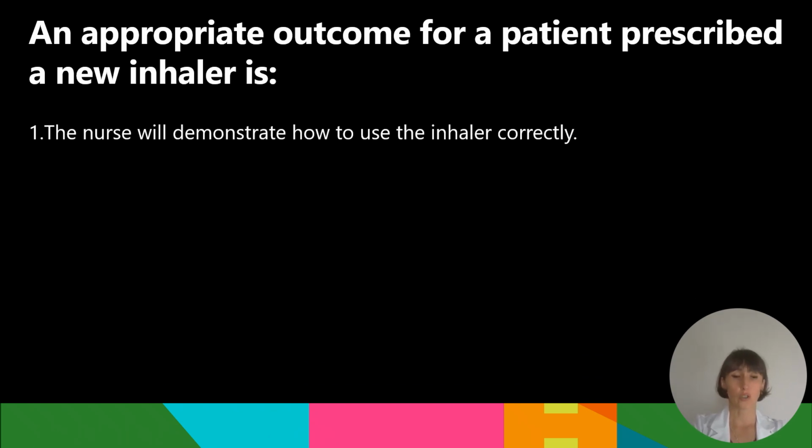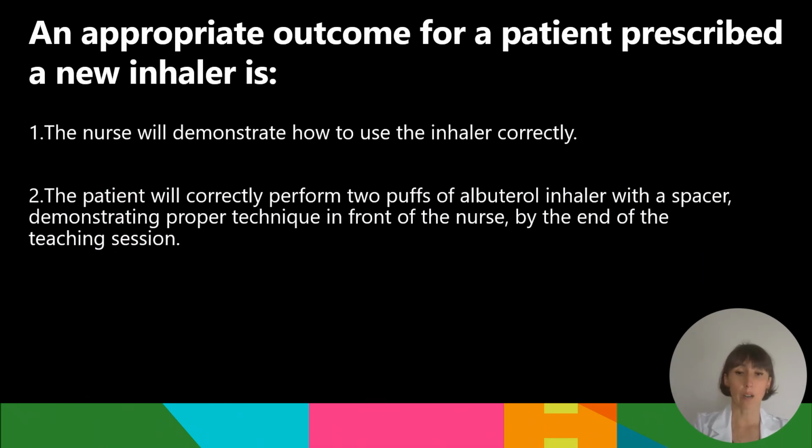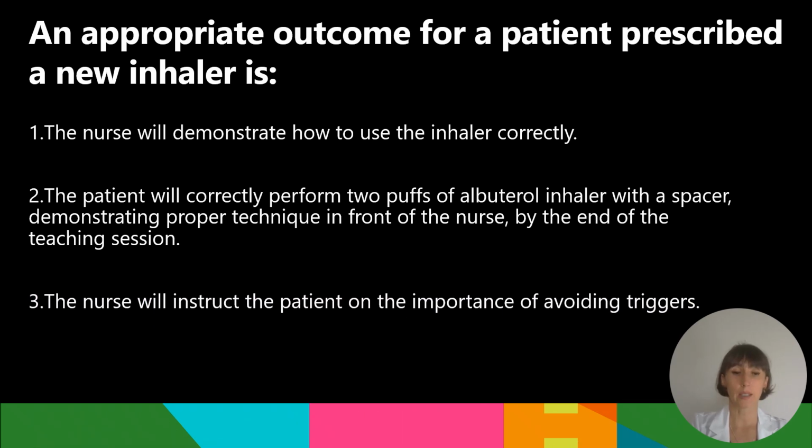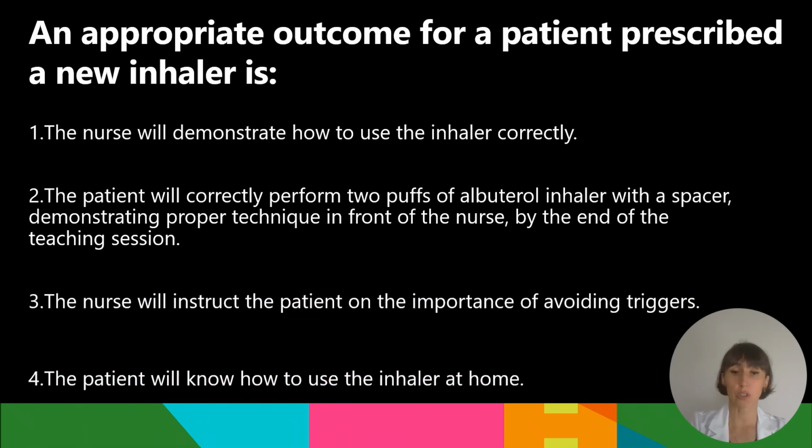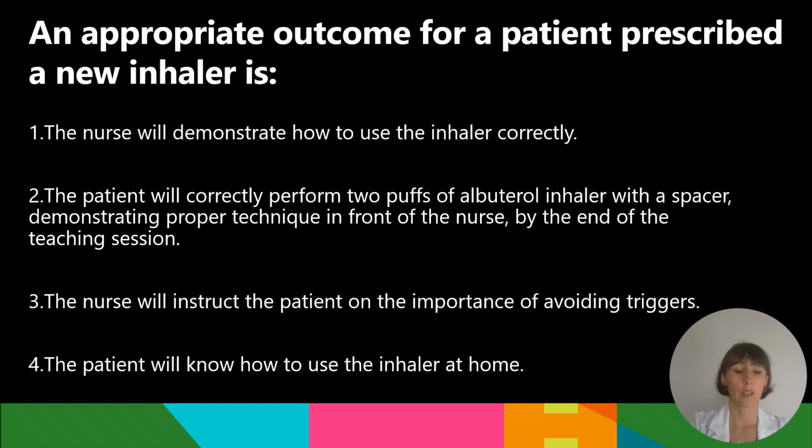Here's a nursing question to practice. An appropriate outcome for a patient prescribed a new inhaler is: number 1, the nurse will demonstrate how to use the inhaler correctly. Number 2, the patient will correctly perform 2 puffs of albuterol inhaler with a spacer, demonstrating proper technique in front of the nurse by the end of the teaching session. Number 3, the nurse will instruct the patient on the importance of avoiding triggers. Or number 4, the patient will know how to use the inhaler at home. Take a moment to think. Which one is correct here?